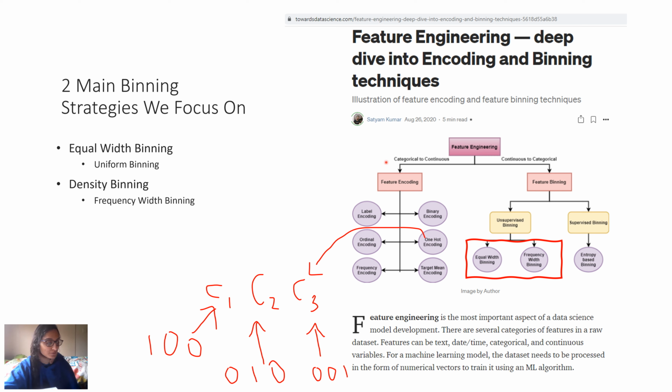So there are multiple different encoding strategies that you can have. And here, what we're going to focus on is going from continuous data all the way to categorical data through feature binning. We're going to do equal width binning and then frequency width binning. Equal width binning is also known as uniform binning. And density binning is also known as frequency width binning. So you're binning so that you have the same number of objects in each bin. And equal width binning is binning so that each bin is the same size.